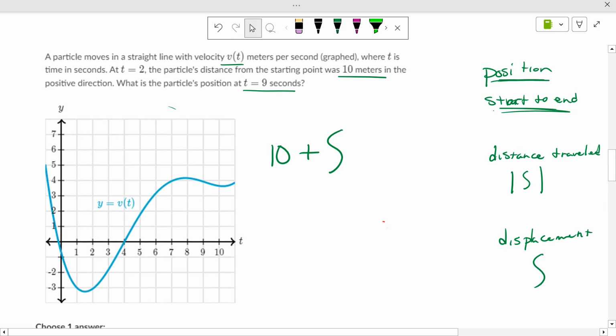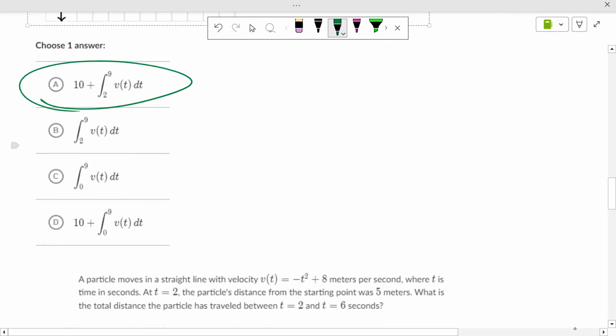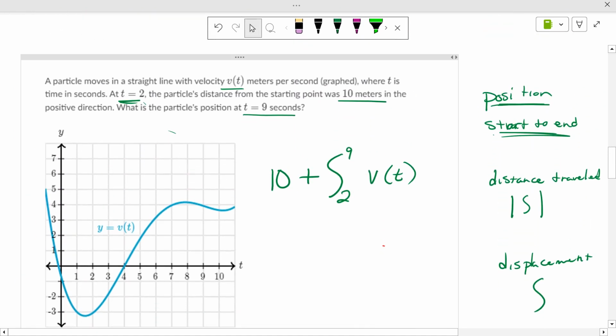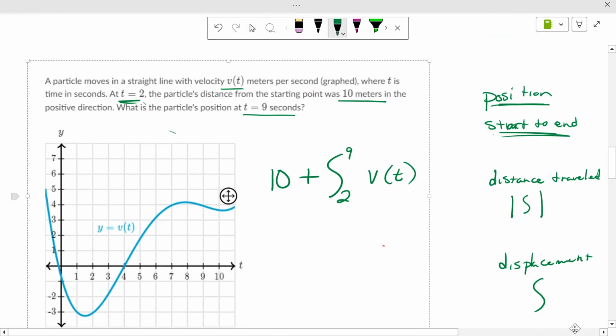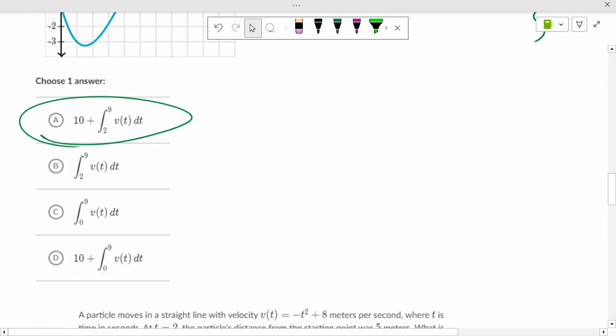Now, what's the integral of? Well, the integral starts at 2 seconds and ends at 9 seconds. So it's from 2 to 9 of the velocity function. Okay? So, which would be this one. So that's position: you add on to the integral the starting value, plus the integral. Distance traveled is just the absolute value of the integral. Displacement is just the integral.